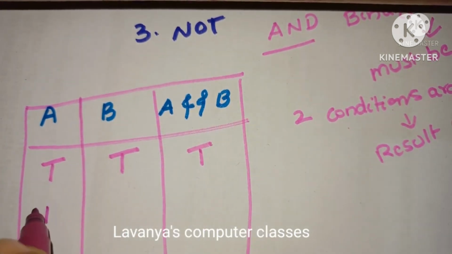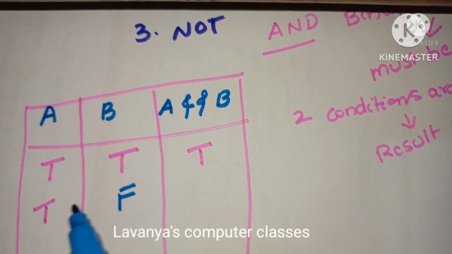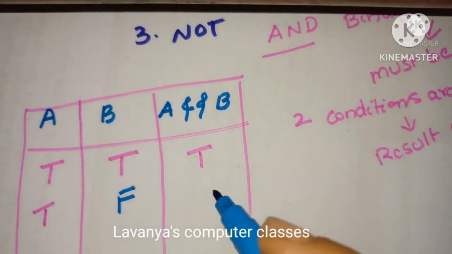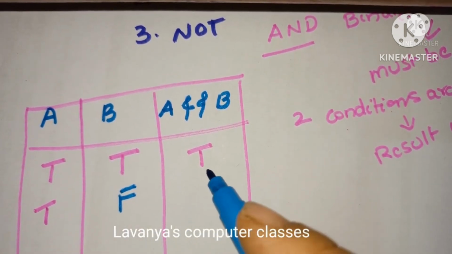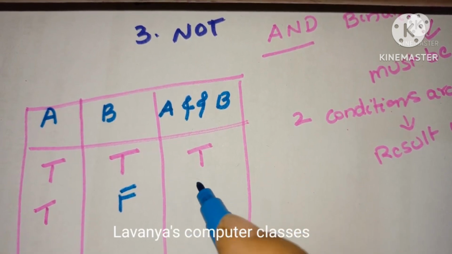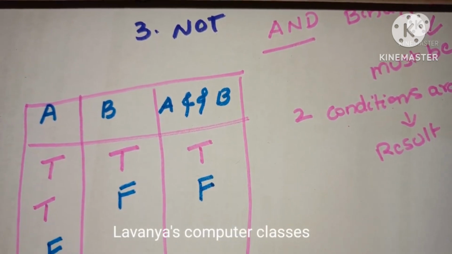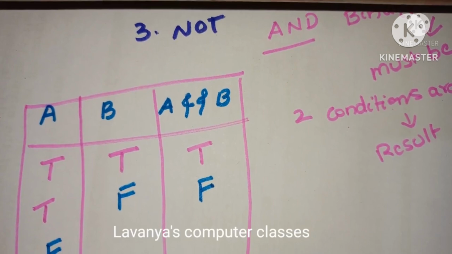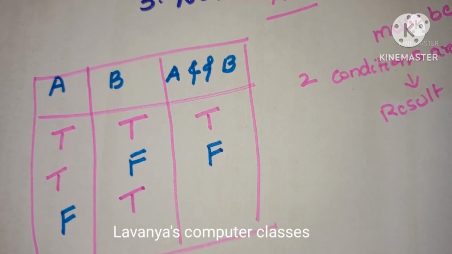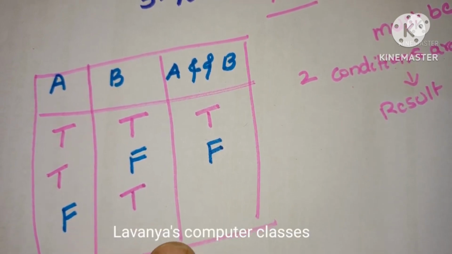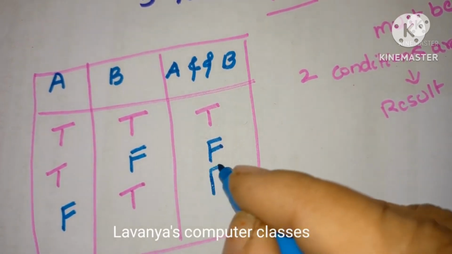For example, the first condition is true, but the second condition is false. So what is the result? According to the logical AND operator definition, all conditions must be true. If any one is false, the result is false. Third case, the first condition is false and the second condition is true. In this example also, only one condition is true and one condition is false. So what is the total result? The total result is false.